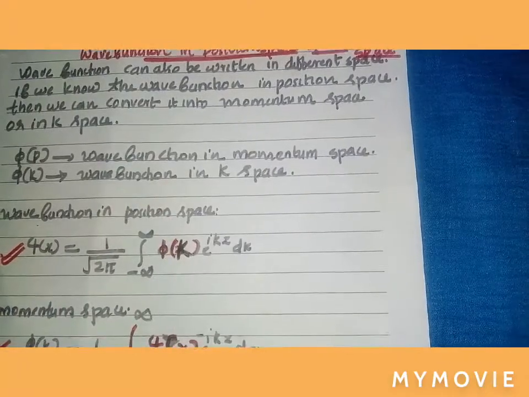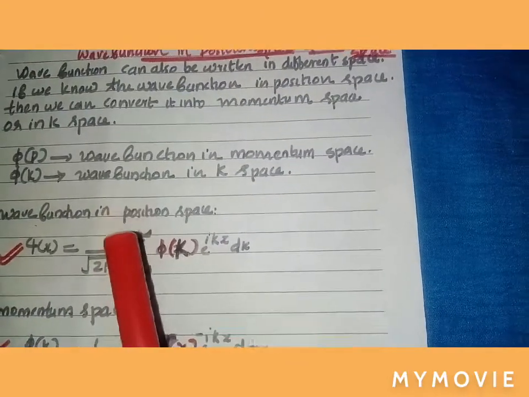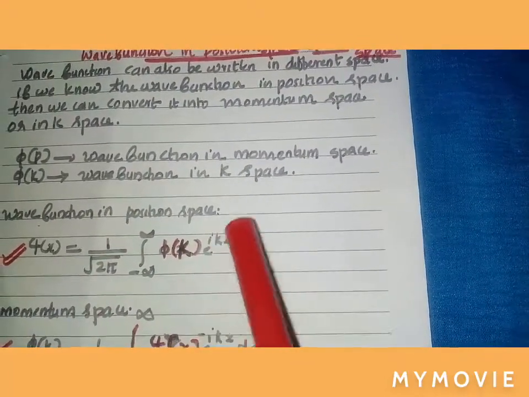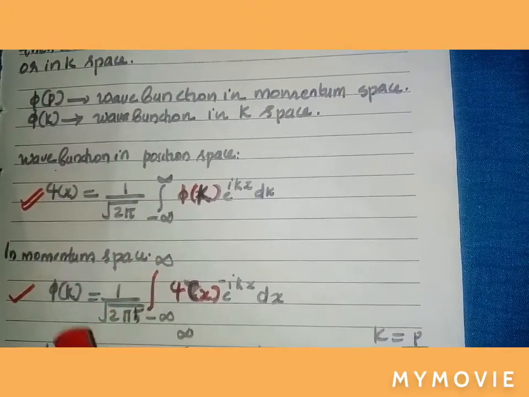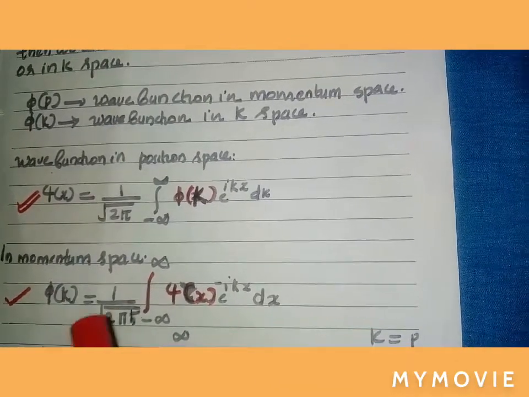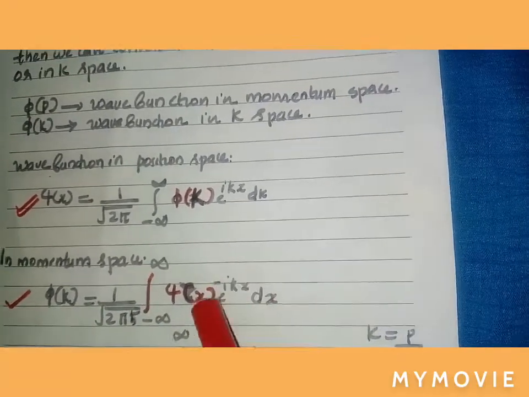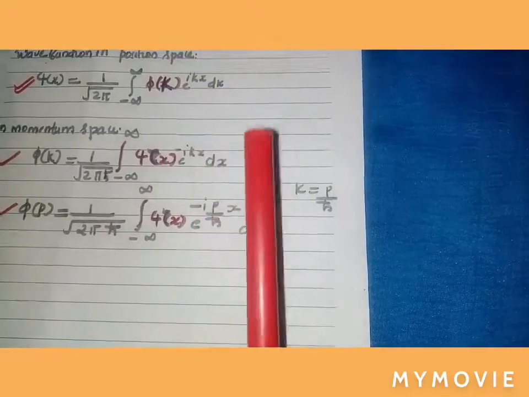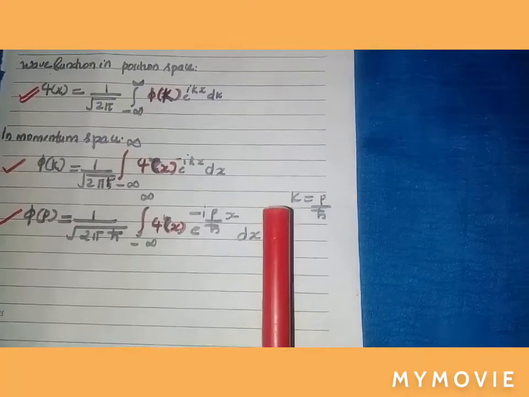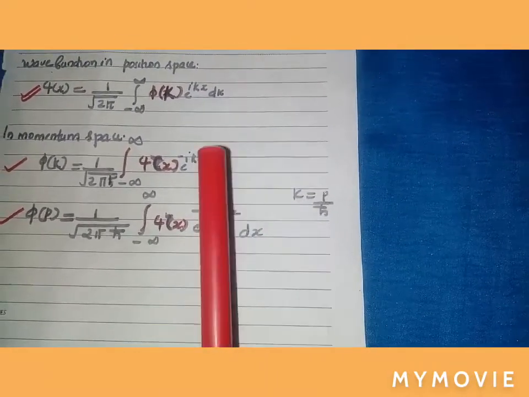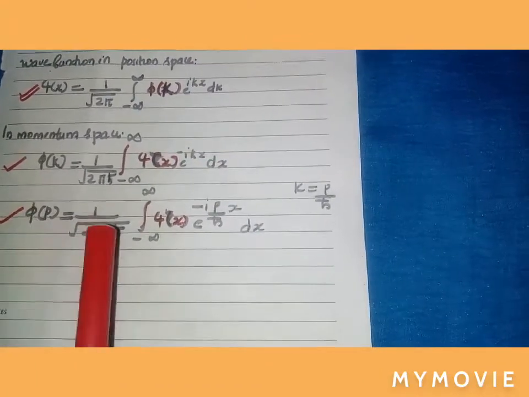Wave function in position space, psi of x is equal to 1 by under root 2 pi integral minus infinity to plus infinity phi of k e raised to i kx dk. In momentum space, phi of k is equal to 1 by under root 2 pi h cut integral minus infinity to plus infinity psi of x e raised to minus i kx dx. We can change k in terms of p. We know that momentum is equal to h cross k, so k is equal to p by h cross. So substitute p by h cross, and we can represent the momentum space in terms of p also.